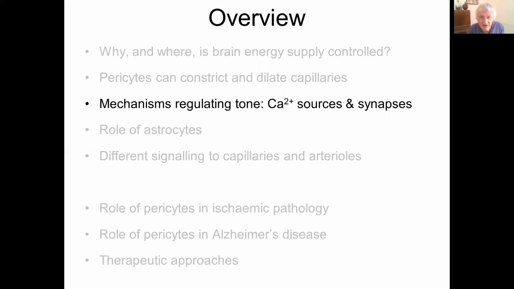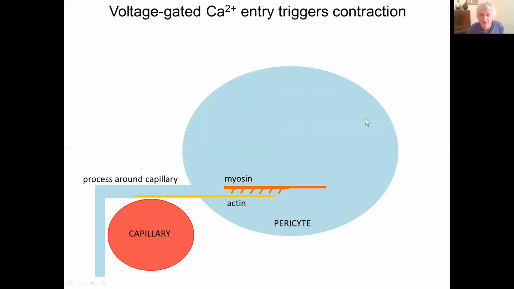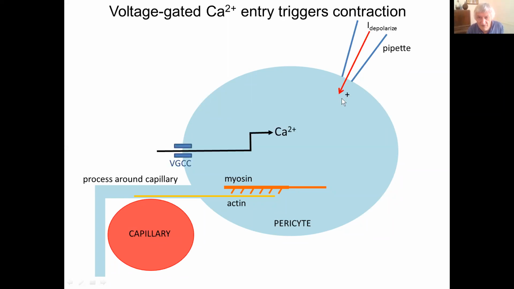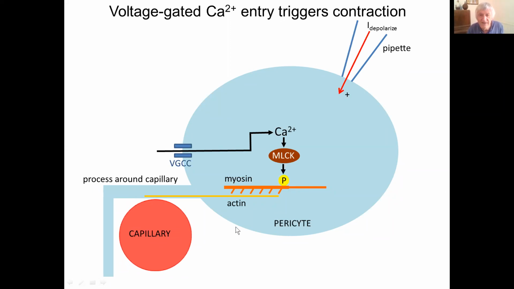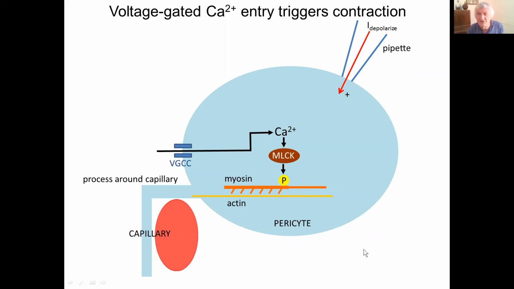So what's happening here? Let's look at the mechanisms producing this tone. Let's look at calcium sources first of all. If this is a pericyte with its little arm around a capillary, then what I've done in the experiment just now is to put a pipette onto it and depolarize it. That opens voltage-gated calcium channels, which let calcium in, and that activates myosin light chain kinase, puts a phosphate on the myosin, and that squeezes the capillary. So this is just like ordinary smooth muscle.